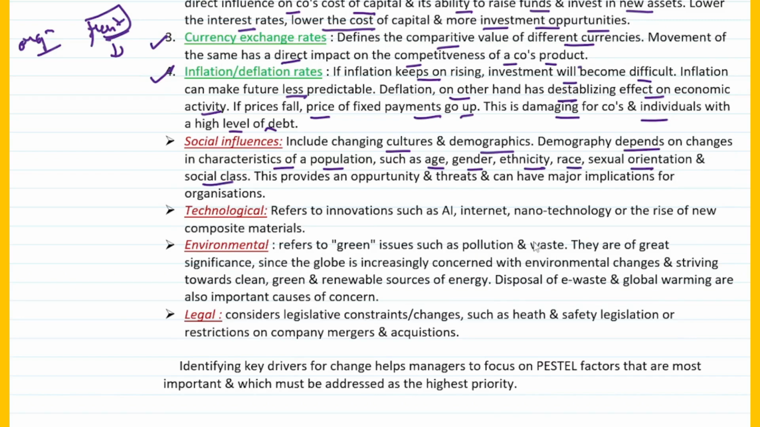So these are the various factors when we talk about demography. Demography basically depends on all these characteristics, that is age, gender, the ethnicity they belong to, the race they belong to, their sexual orientation, and the social class. This provides opportunities and threats and can have major implications for the organization.